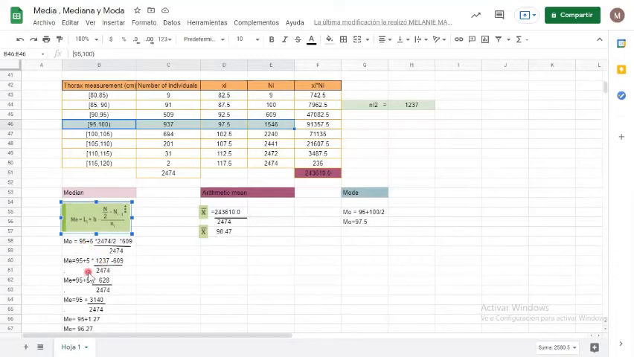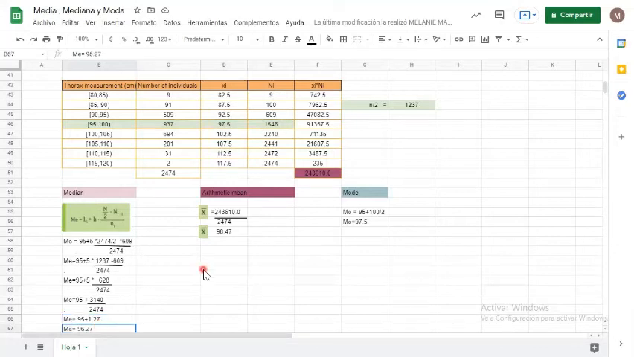We place the corresponding numbers in the formula. Median equals lower limit, which is 95, plus 5 times 1237 minus 609 over the number of data, 2474. We solve, which gives us a median of 96.27.